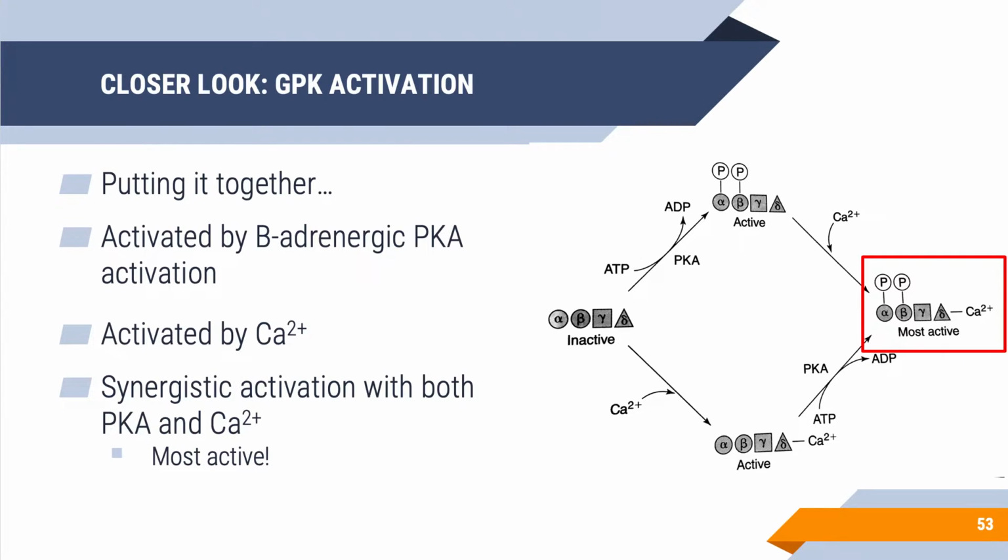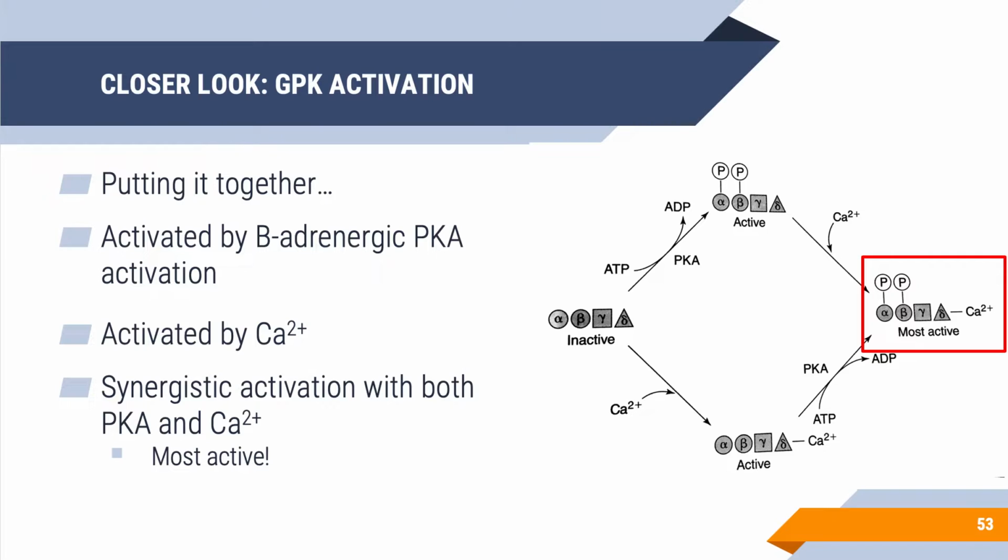So if we put this all together and we take a closer look, what we see is these two separate pathways. The first is the contraction-mediated pathway, where with skeletal muscle contraction we have increased calcium levels and increased activation of glycogen phosphorylase kinase. On the other side of the equation, epinephrine binds to beta-adrenergic receptors, eventually causing the phosphorylation or activation of PKA. PKA can then activate glycogen phosphorylase kinase.